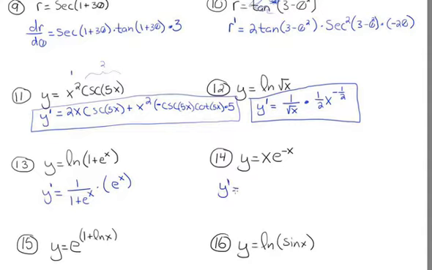Number 14 is a product rule. The first is 1 times the second, which is e to the negative x, plus the first times the derivative of e to the negative x, which is technically a chain rule. So once again, x, the first function, times the derivative of e to the negative x, which is e to the negative x times negative 1, because the derivative of negative x is negative 1.